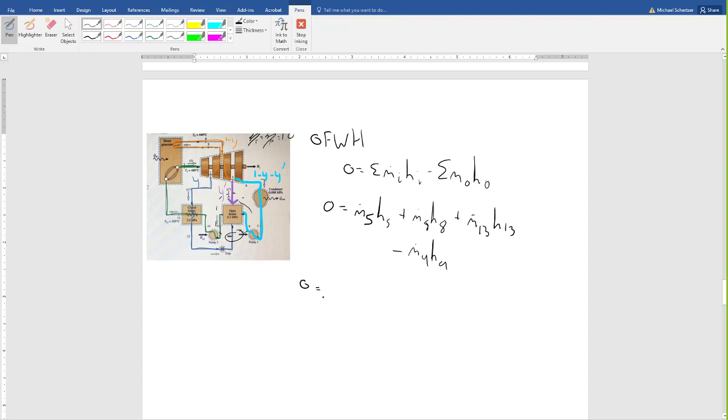So what do we do? Right, we've got to see what these mass flow rates are. So this first one is y prime times h5 plus m dot 8, which is 1 minus y prime, times h8. This other one is going to be plus y times h13. And then we've got minus the total mass flow rate, so that's just going to drop out because I'm going to divide by the total mass flow rate everywhere, right? h9.